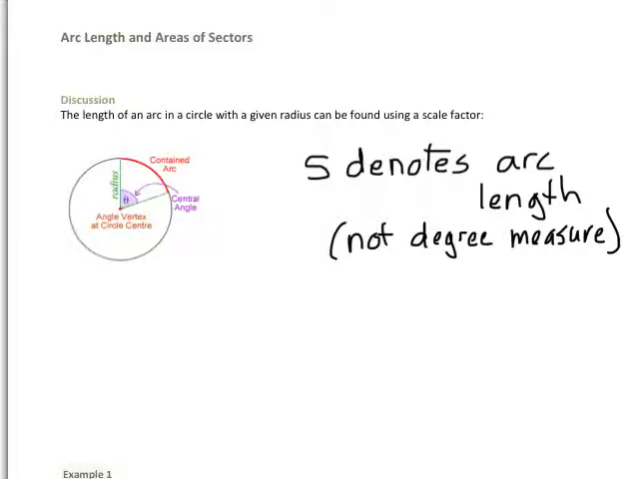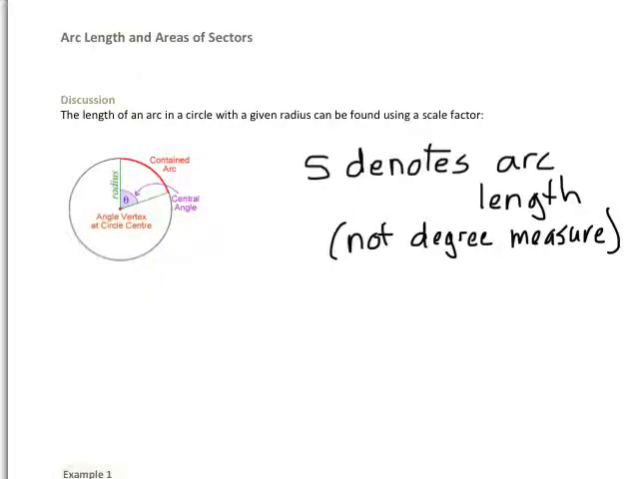We have some notation, a lowercase s, that denotes the arc length, not the degree measure. And that's what we're going to find today. Now to find the arc length, we use a scale factor. We've done that many times when we talk about similar circles and similar items. We always use a scale factor. So that's what we can do to figure out the length of this arc in comparison to the length all the way around a circle.